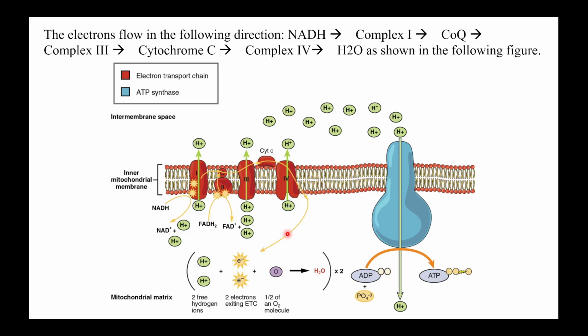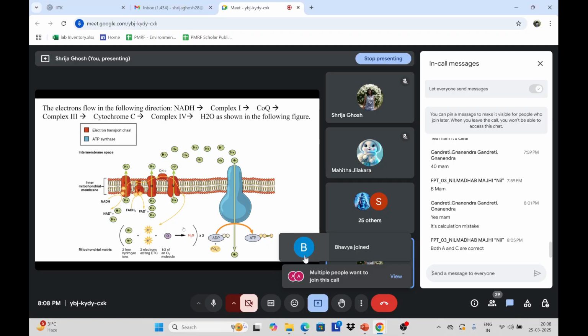So I told you the terminal electron acceptor in case of aerobic respiration is oxygen. These electrons will be accepted by oxygen molecules and the final product will be water. Oxygen will accept these electrons along with two protons, so the final product will be H2O. So electron flow is happening from NADH to complex 1 to coenzyme Q to complex 3 to cytochrome C to complex 4 and finally to H2O. Okay, this is clear.